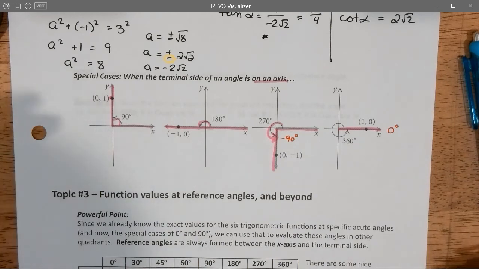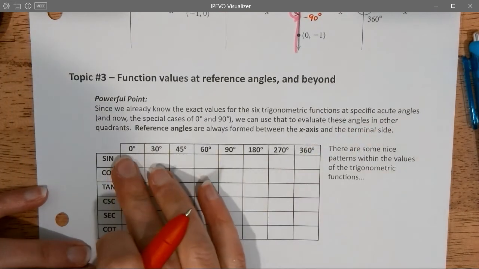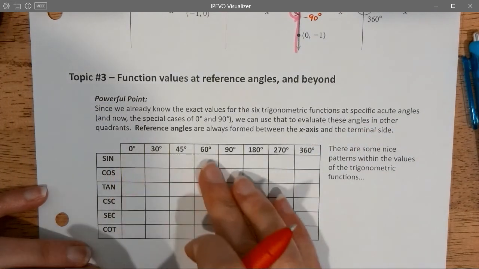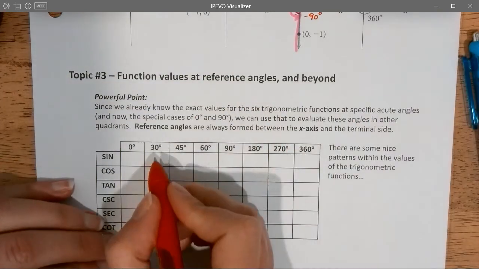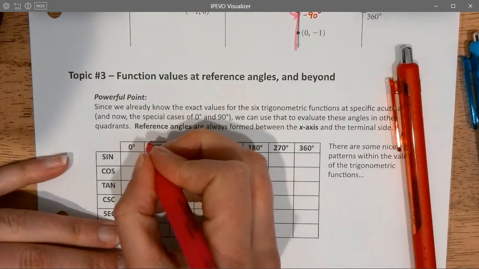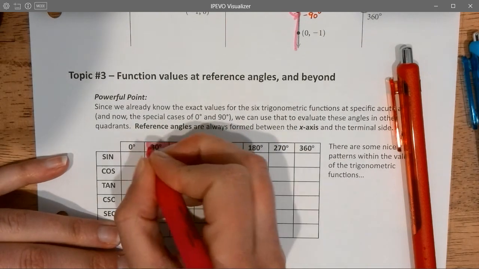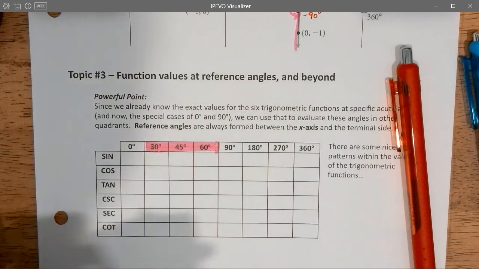Now, we do tend to talk about things in terms of positive angles, so we're going to make a chart here for the positive angles 0, 30, 45, 60, 90, 180, 270, 360. We have already done this for the angles 30, 45, and 60. These we can find in our previous chart. We're not doing anything new to create those.